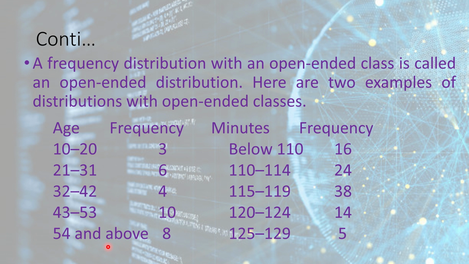This is known as open-ended classes. We can have below 10 as well. We can have both as well. We can have below 10 and then above 54. So we do have this type of distribution as well, which is known as an open-ended distribution if it has open-ended classes.